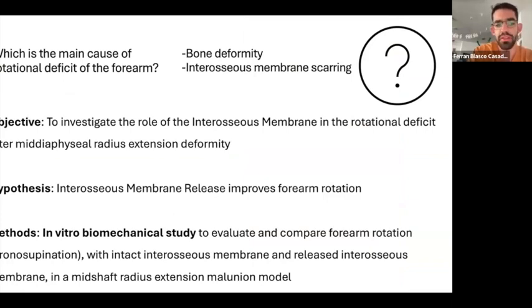That's why we performed our study with the objective to investigate the role of the interosseous membrane in the rotational deficit after midshaft radius extension deformity. We hypothesized that interosseous membrane release improves forearm rotation. The methods were an in vitro biomechanical study to evaluate and compare the forearm rotation with intact interosseous membrane and after releasing the interosseous membrane in a midshaft radius extension malunion model.